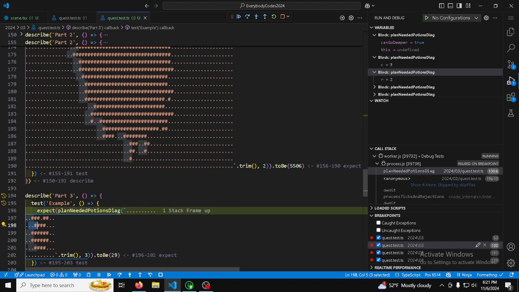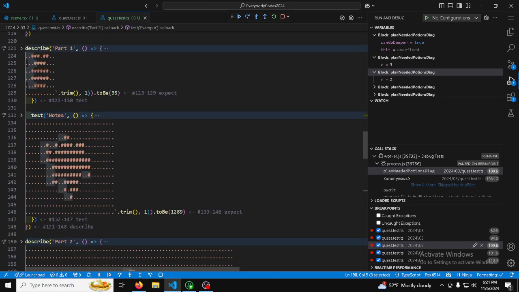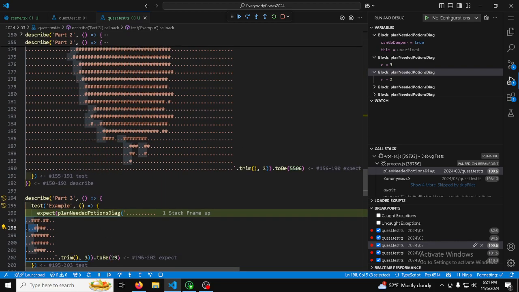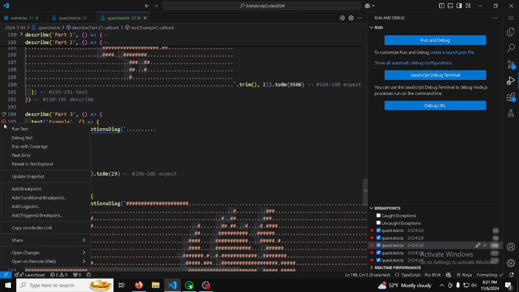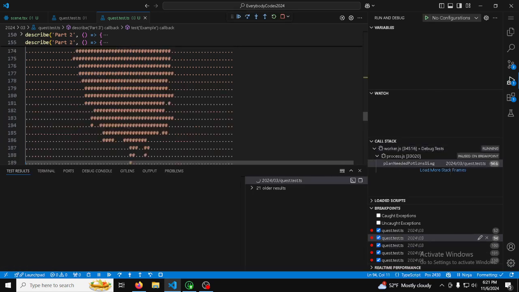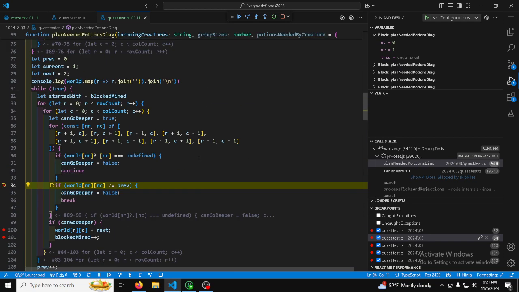Wow, literally the first one. Okay, apparently none of you can go deeper because none of your neighbors are like this. Let's look at all your neighbors. I bet I just missed one of the angles. That's why you do it the better way. So let's stop that. Redebug that. Get back up there. Okay, so none of them are undefined, so this is great.